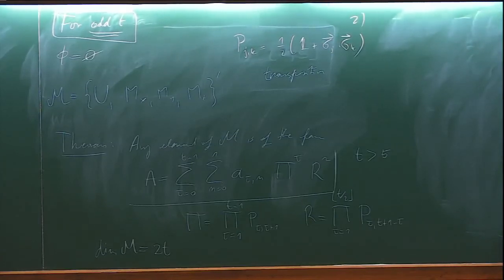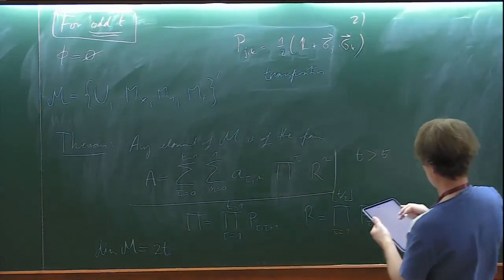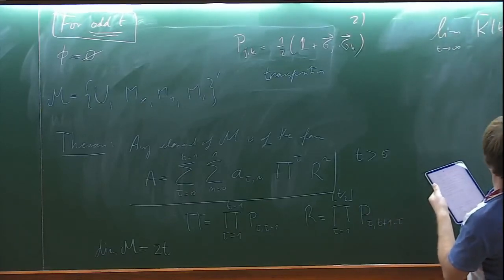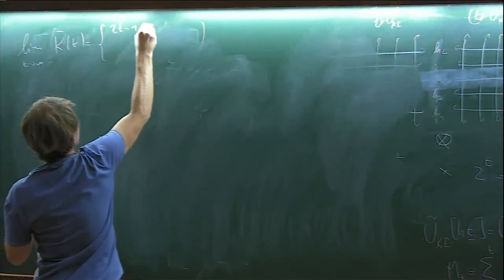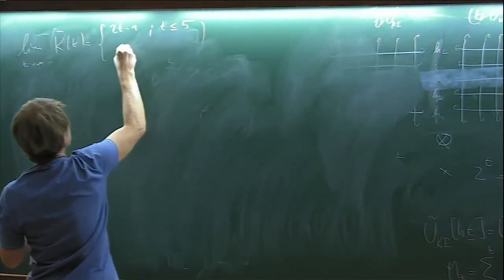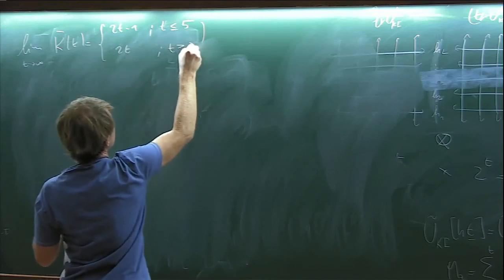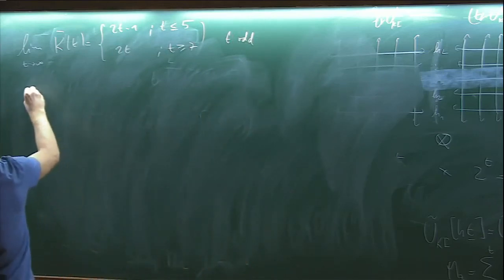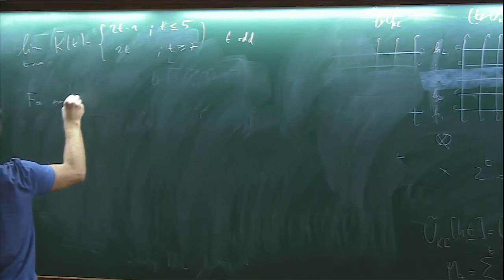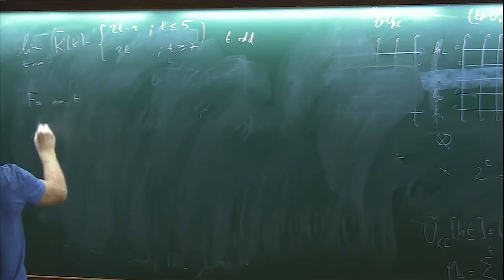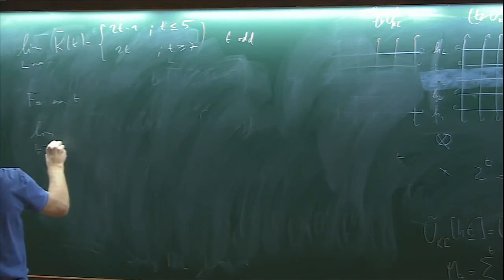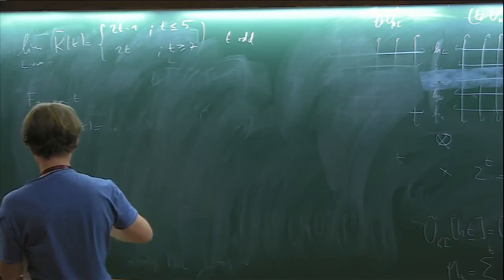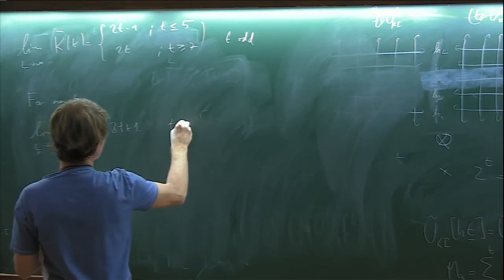So basically, the statement now is that for odd times, K of T is 2T minus 1 for T less or equal to 5, and 2T for T larger or equal to 7. And then for even T, for even times, we only have a conjecture. Sorry, this is L to infinity, thermodynamic limit. Well, the conjecture is that this is 2T plus 1 for T larger than or equal to 12.